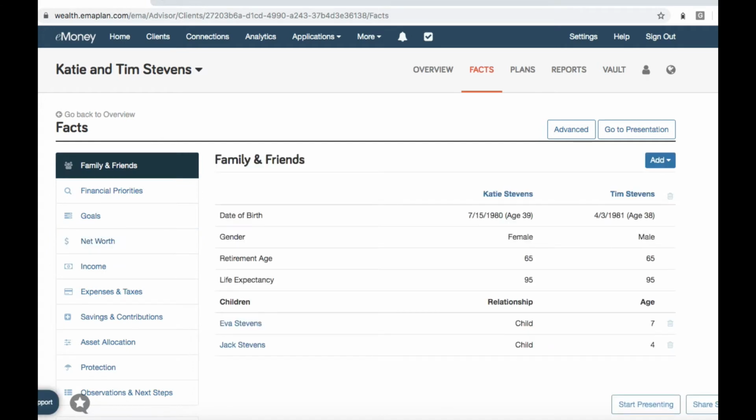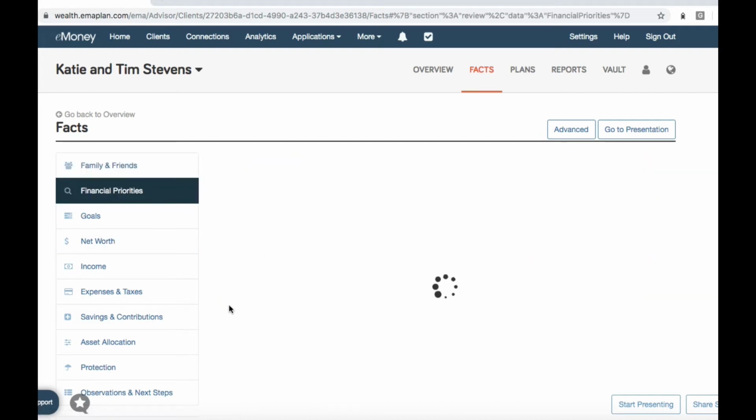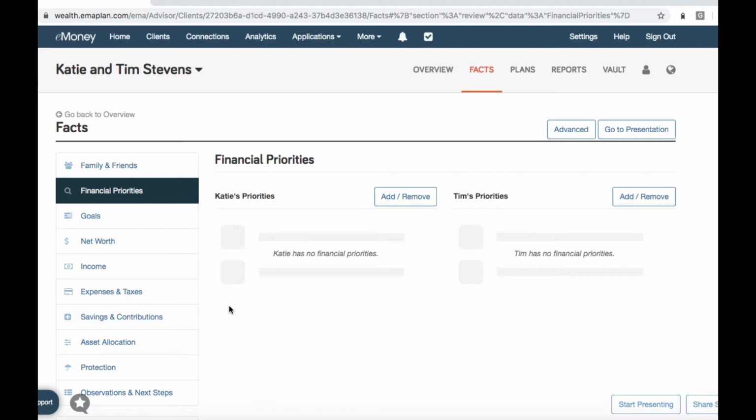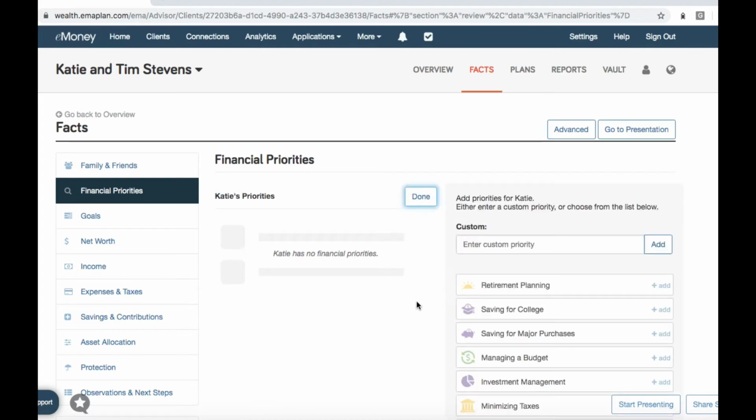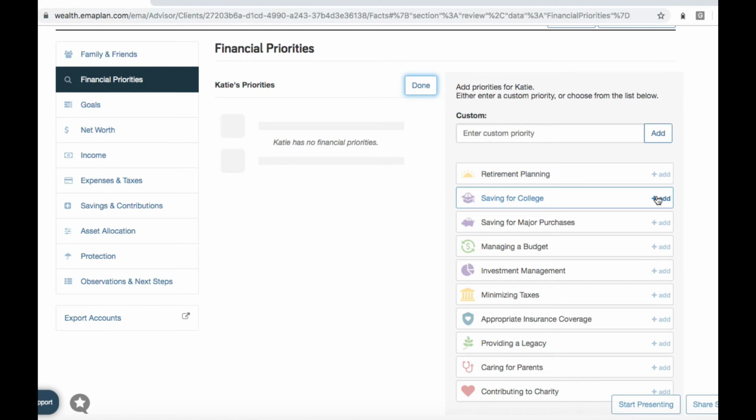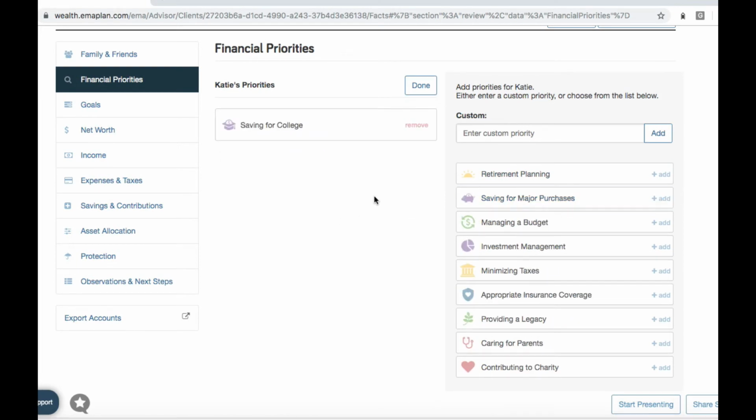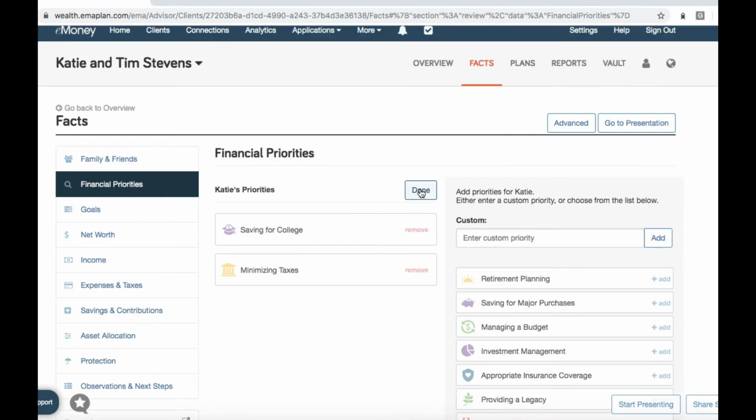With an aggregator, typically what happens is that you would be sent a questionnaire, and it's going to collect all of your information. It's going to collect, obviously, your age, your gender, your retirement age, what you're kind of shooting for, the life expectancy, any children. You can assign different financial priorities. So let's say Katie's is to save for college and minimizing taxes. So you can do that.